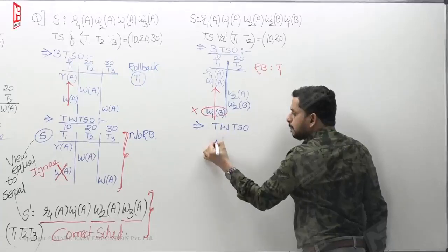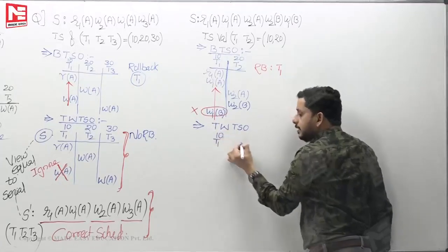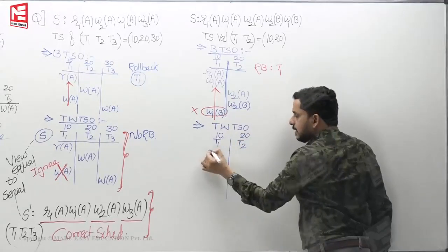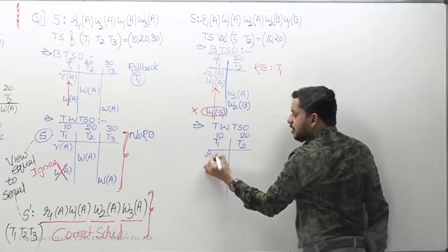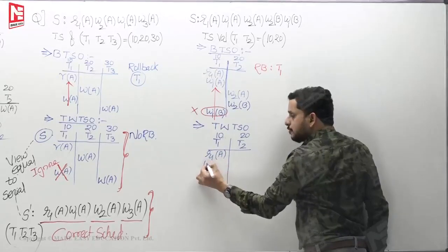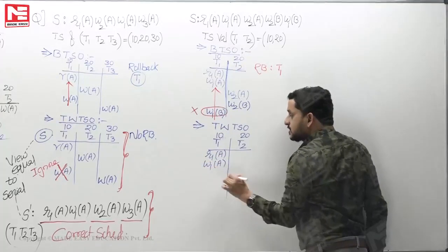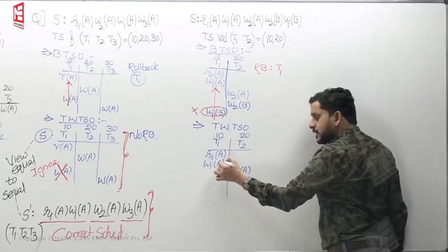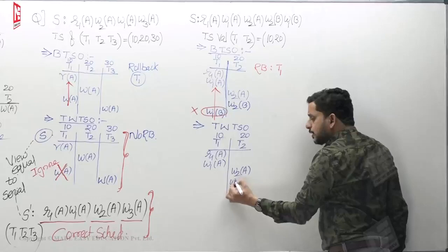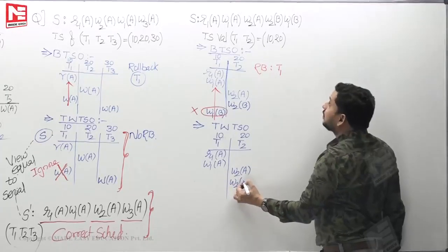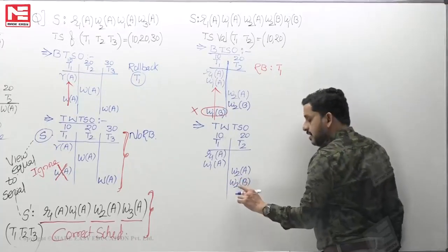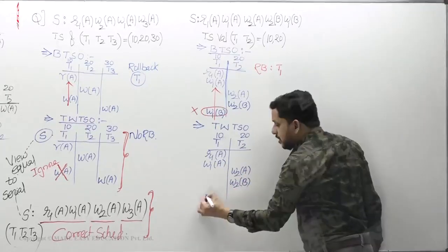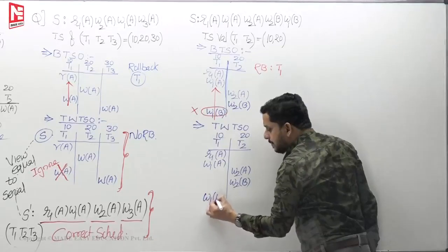T1 timestamp 10, T2 timestamp 20. Okay, and T1 requesting read of A, which is allowed. T1 requesting write of A, which is allowed. T2 requesting write of A, which is allowed. T1 proceeds, then T2. T2 requesting write B, which is also allowed. No conflict for this. Now T1 is requesting W1B.